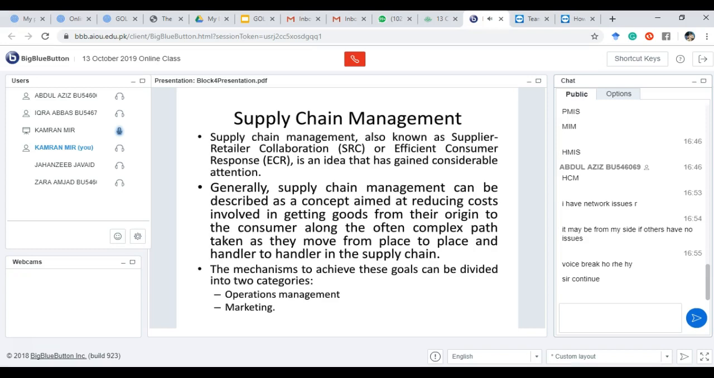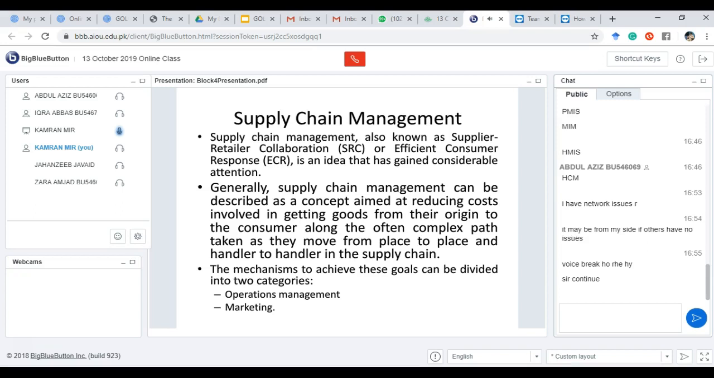Now, if you go further with supply chain management, also known as supplier retailer collaboration or efficient consumer response, is an idea that has gained considerable attention. Generally, supply chain management can be described as a concept aimed at reducing costs, involved in getting goods from their origin to the consumer along the often complex path they take as they move from place to place and handler to handler in the supply chain. The mechanisms to achieve these goals can be divided into two categories: operations management and marketing.